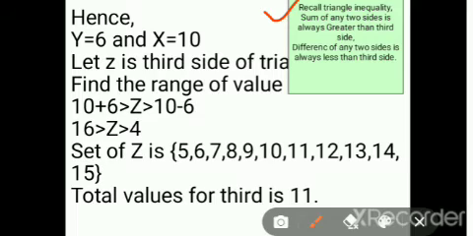The sum of any two sides is greater than the third side, and the difference of any two sides is always less than the third side. So z is my third side, so z is always less than the sum of the two sides and always greater than the difference of the two sides. This is 10 plus 6 and this is 10 minus 6, so z is always less than 16 and always greater than 4.